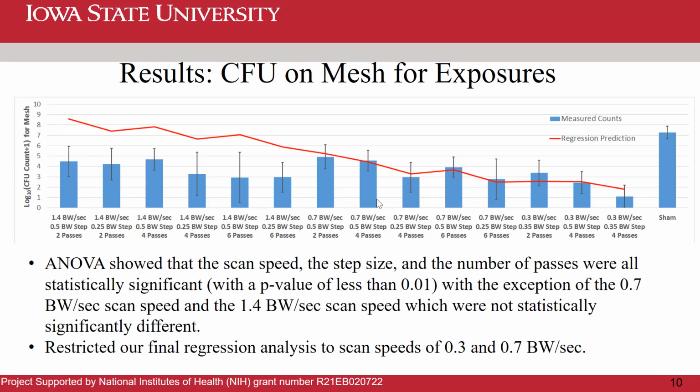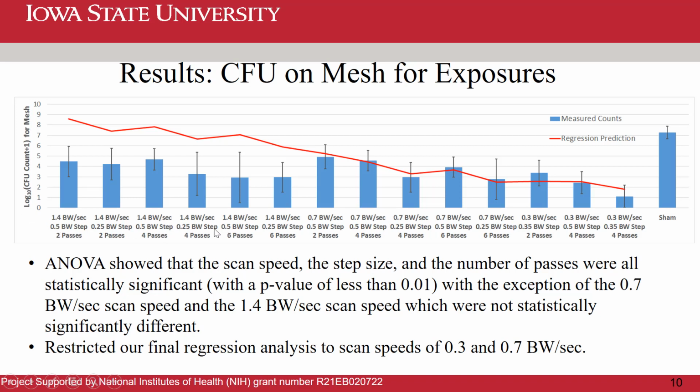Now when we were doing our analysis, we did not try to sample every single possible value of these parameters. That would have taken too long and defeats the whole purpose of doing the regression analysis to narrow down the parameter space, if you will, which is what we were hoping to do with the regression analysis. And so instead we had a subset, and here is a subset of those exposures that we considered. The top line is the speed. Obviously we have 1.4, 0.7, and 0.3 beam widths per second.